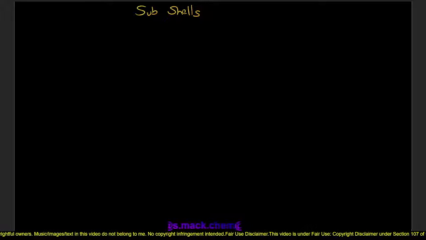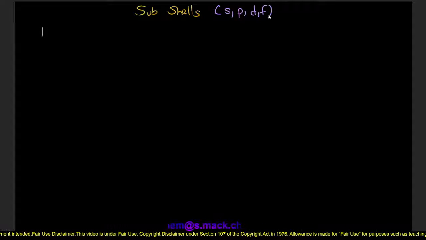Let's talk about subshells. Each shell is said to consist of subshells, where subshells consist of atomic orbitals. There are 4 types of subshells called S, P, D, and F. For our purposes, we will be looking at the 3 subshells S, P, and D.